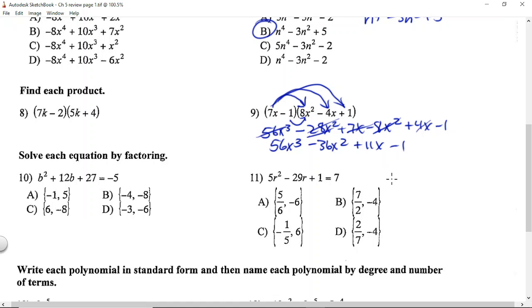Okay, so this number 11. Okay, this isn't so easy to factor. But to solve it, first thing we got to do is subtract that 7 from both sides. Okay, so that's going to give us 5r squared minus 29r. And then when we subtract 7 from both sides, we get minus 6 equals 0. Okay, so now we have to use the AC method for this. We want numbers that multiply to 5 times negative 6, negative 30, and add to negative 29. Okay, multiply to negative 30. I'll write that up here.